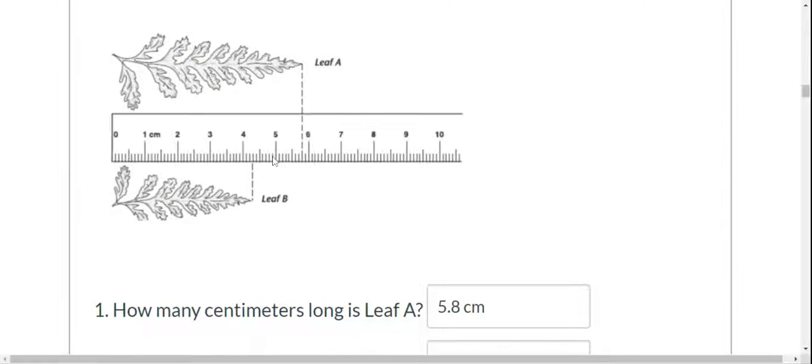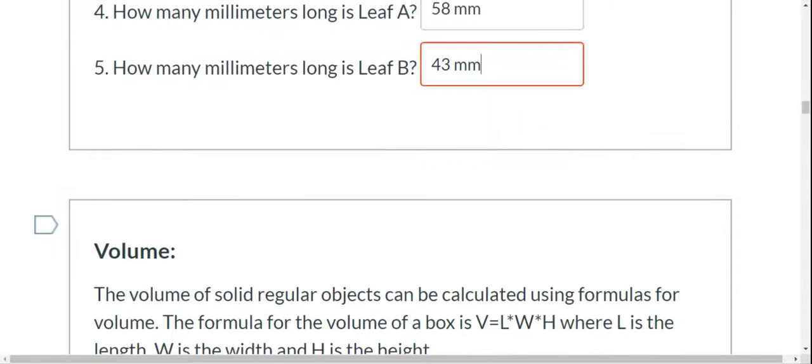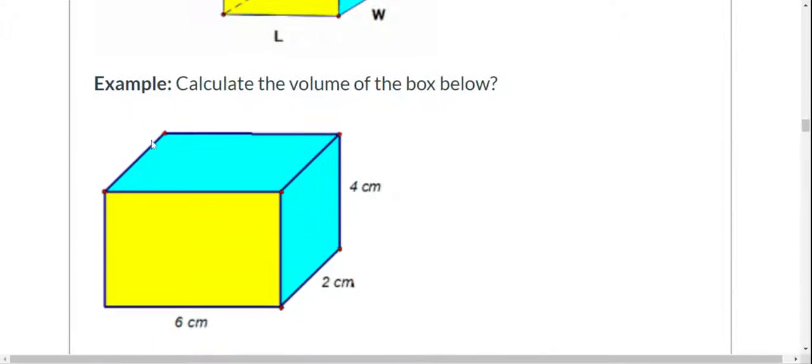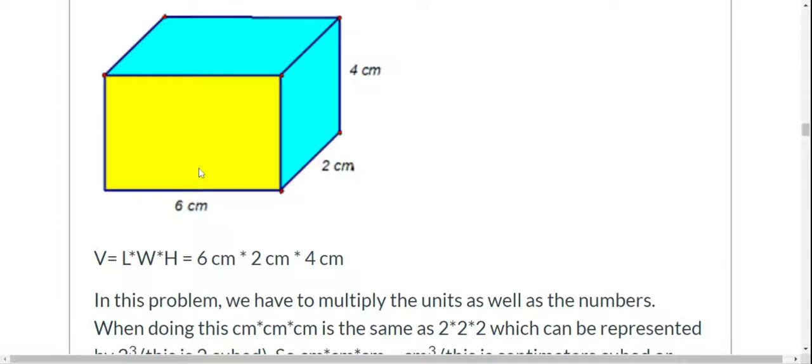So that's how you use your rulers and how you measure centimeters and millimeters. Next, we look at the volume of a solid object, and I picked a rectangular object because most of you should know that the volume of a rectangular prism is length times width times height. I explained that here, and then I gave you an example of how to calculate it.